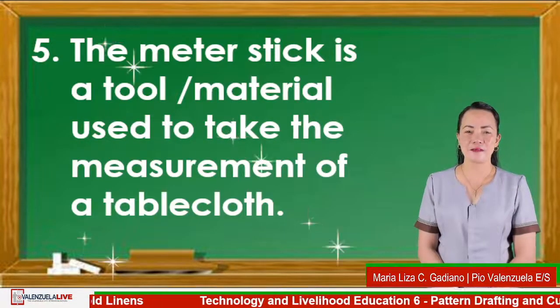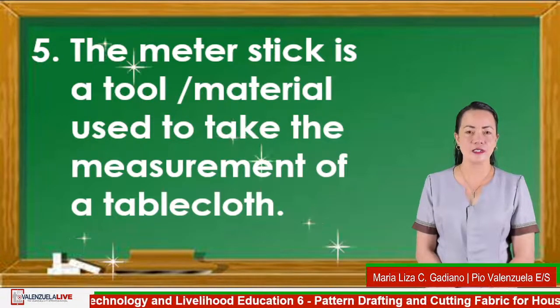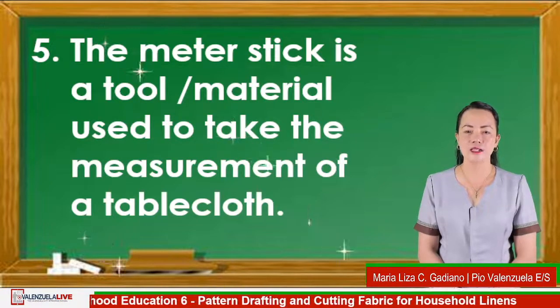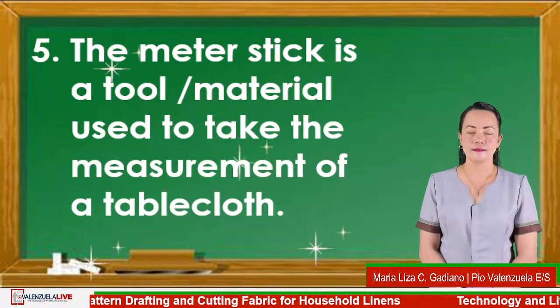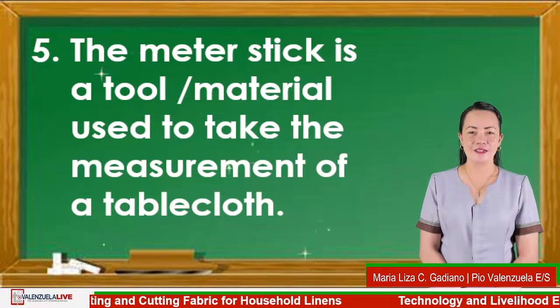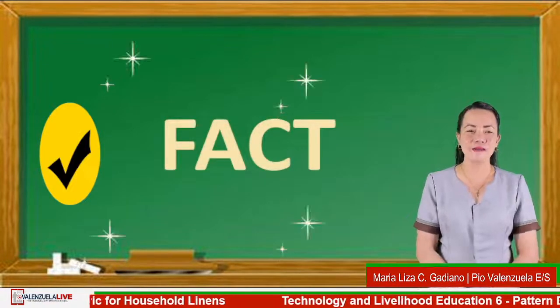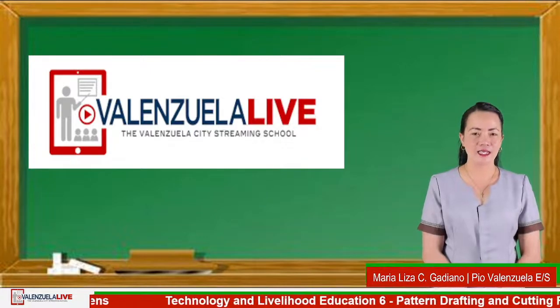Number 5. The meter stick is a tool or material used to take the measurement of a tablecloth. Is it a fact or a block? The answer is fact. Good job, children!